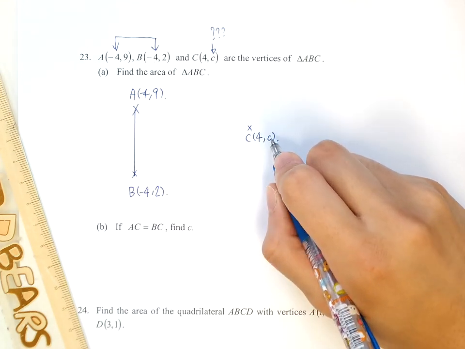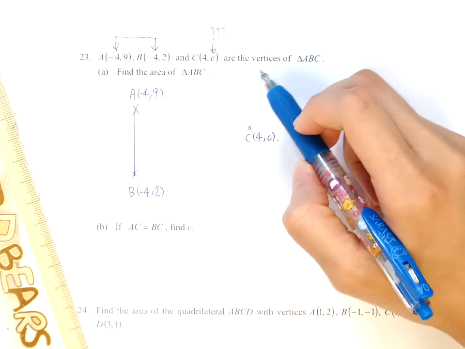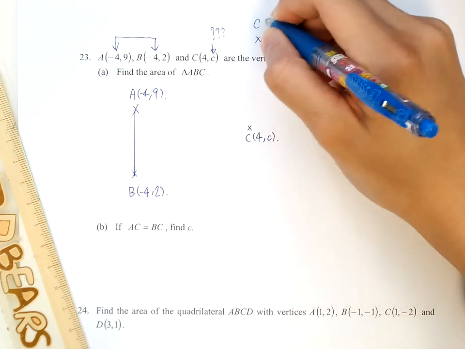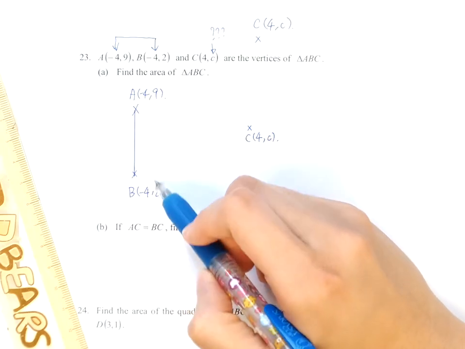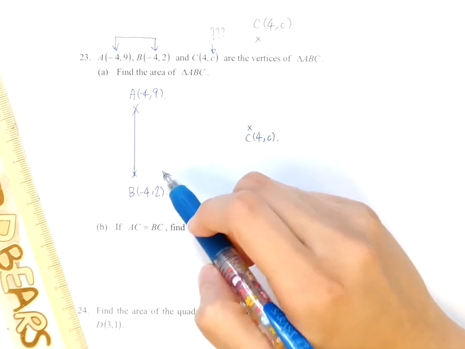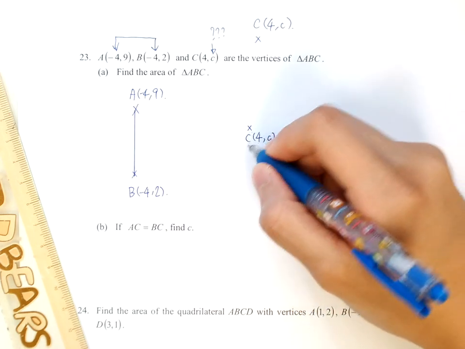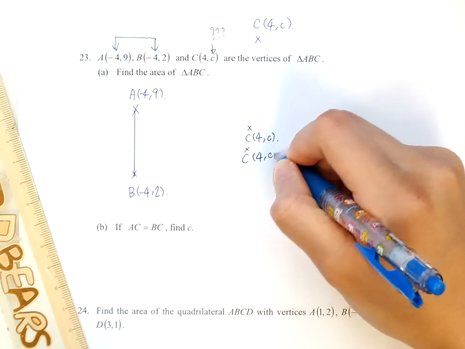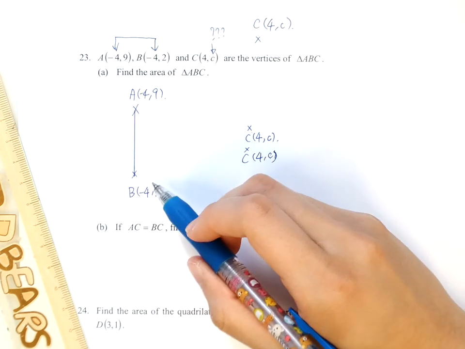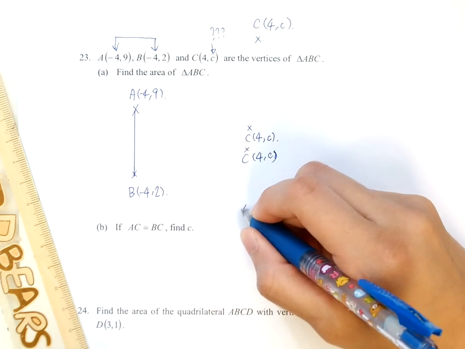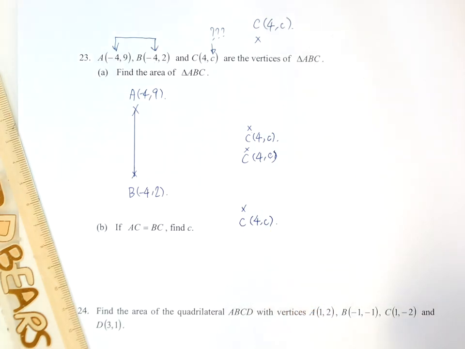Because C, the little c, may be larger than the y coordinate of 9, which means that it will be somewhere here. If the little c is in between 9 and 2, this may be one of the possible points. Okay, this may be another possible point. Or even if the little c here is smaller than 2, the C will be far below the B. So there are a few possible cases.